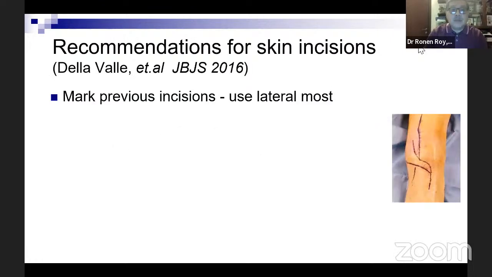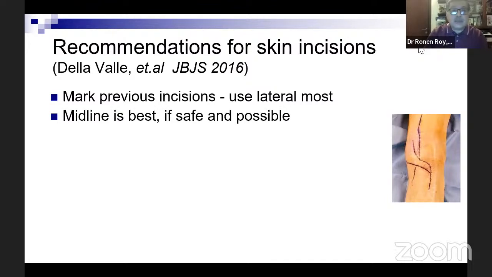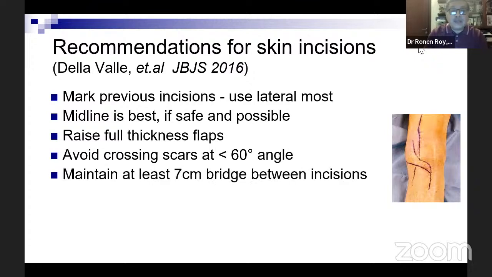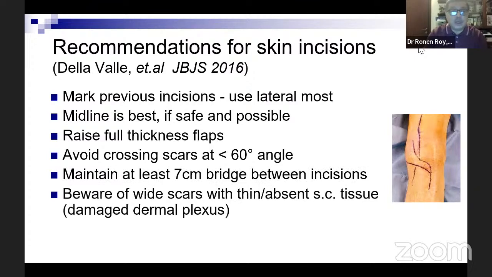By and large, mark your previous incisions. In general, use the lateral most incision. Midline is usually the best if it is safe and possible. Raise full thickness flaps. Don't try and dissect anywhere in between. Avoid crossing scars at acute angles, especially less than 60 degrees, because that actually causes problems with the vascularity. And maintain at least a 7-centimeter bridge between incisions if you do have to bridge.